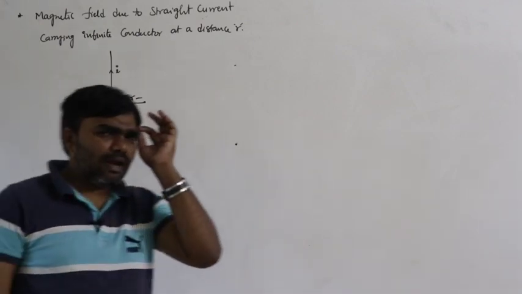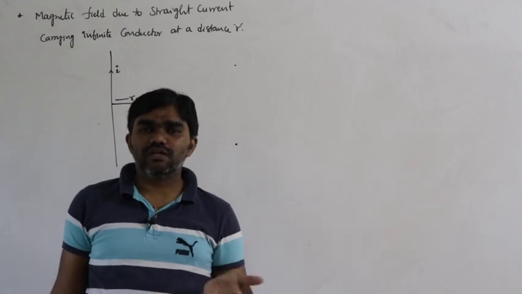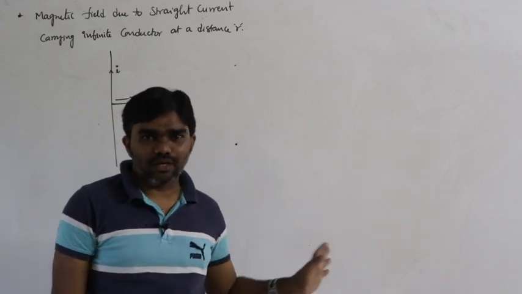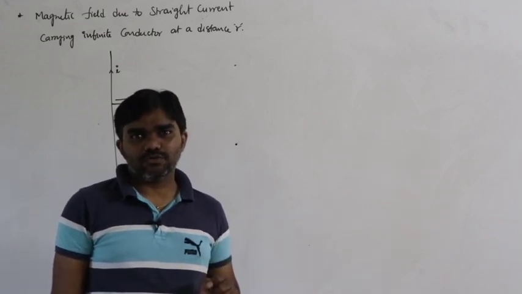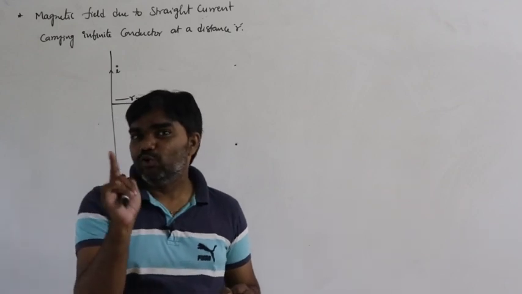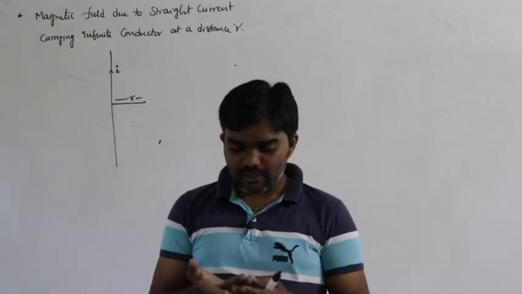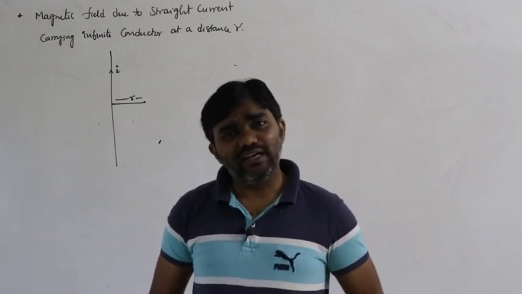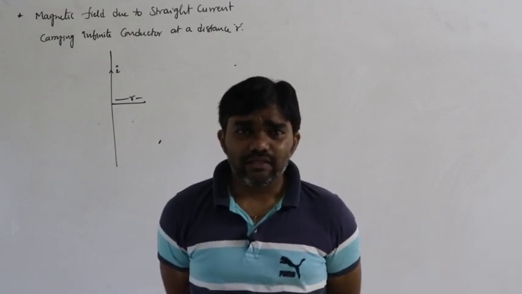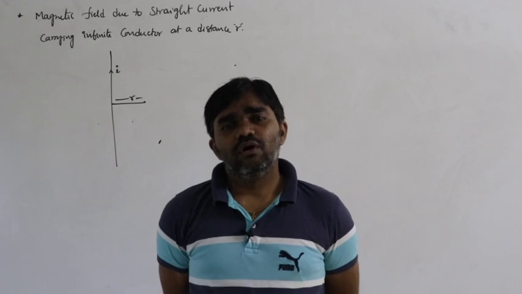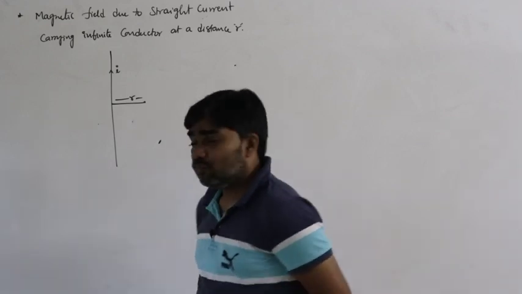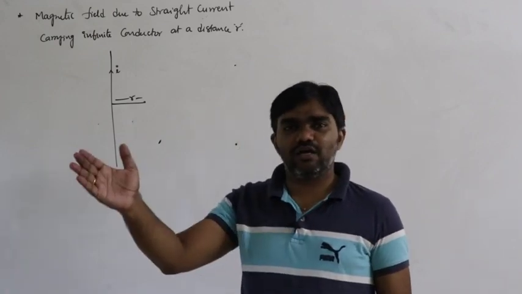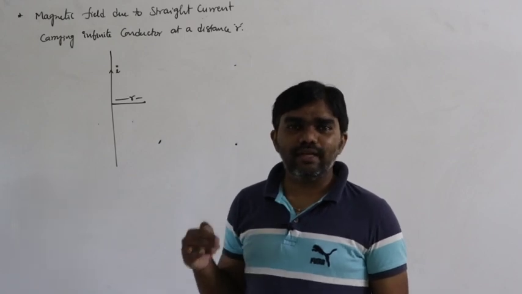Directly, blindly we can use Biot-Savart's law for an infinite straight conductor. Otherwise, if you want to use Ampere's circuital law, what is the use? We have to consider one Amperian loop. In Gauss law in electrostatics, we assume a Gaussian surface to calculate the intensity of the electric field. Here we can consider one Amperian loop, same as that of Gauss law. Here we have to assume an Amperian loop.